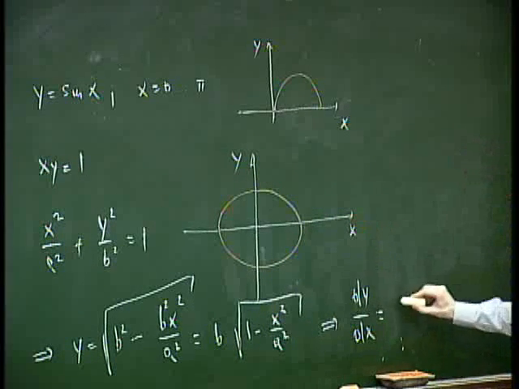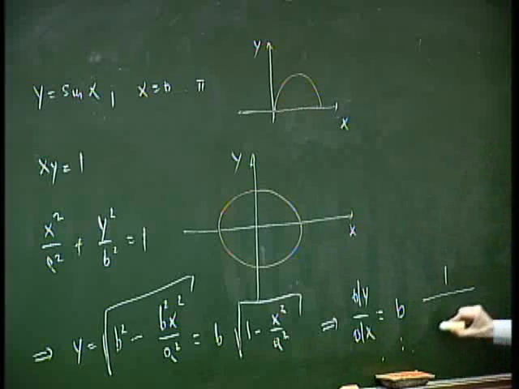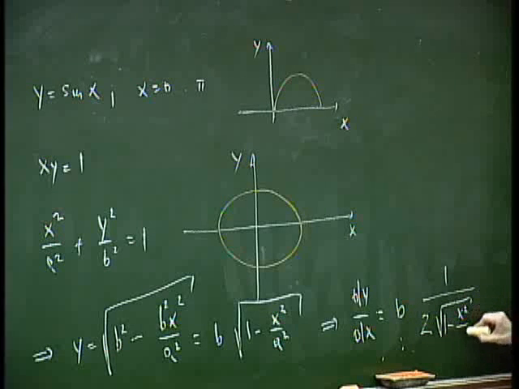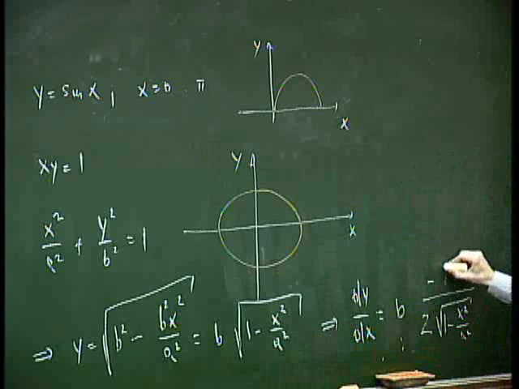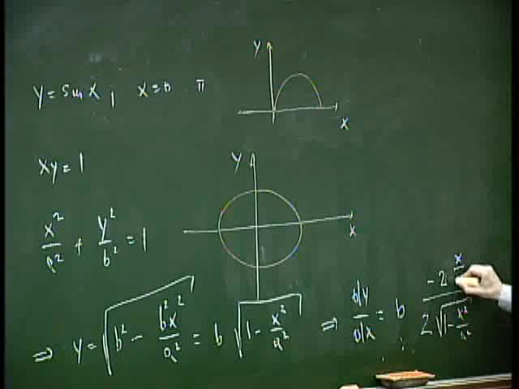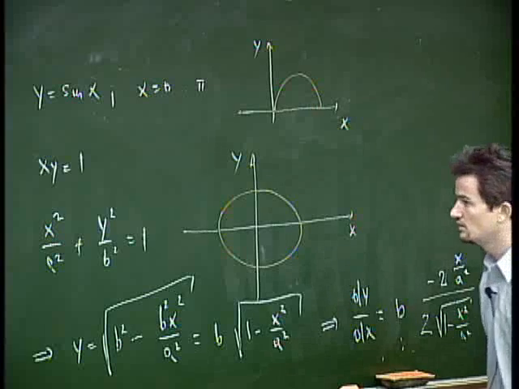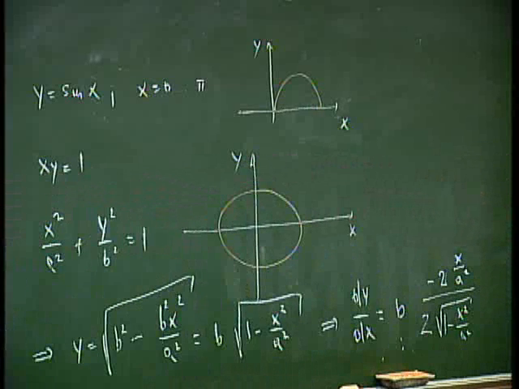So you see dy over dx is equal to 1 over twice the square root of 1 minus x squared over a squared. Then from the inner derivative we have a minus 2x over a squared. So you see, if you plug this in, what you get is indeed a quite complicated integral.